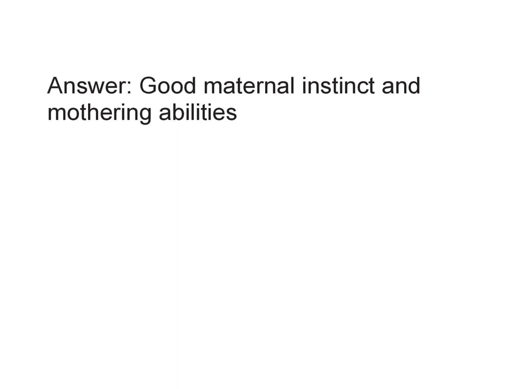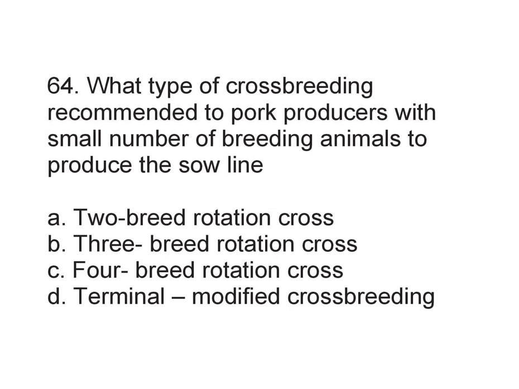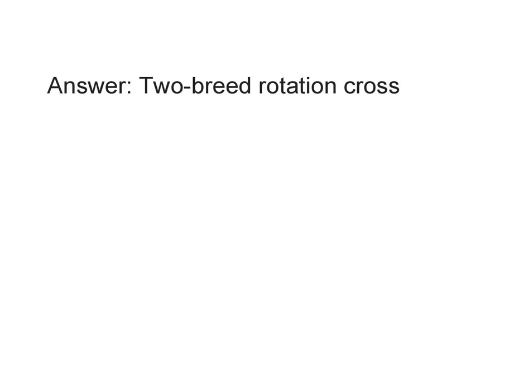Number 64. What type of crossbreeding is recommended to pork producers with a small number of breeding animals to produce the sow line? A. Two-breed rotation cross, B. Three-breed rotation cross, C. Four-breed rotation cross, D. Terminal modified crossbreeding. The answer is two-breed rotation cross.